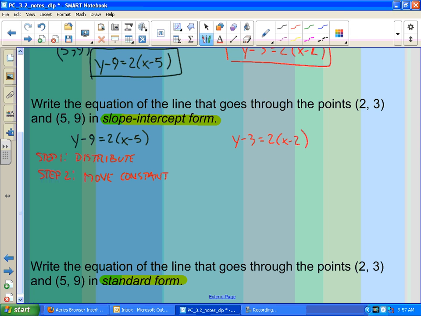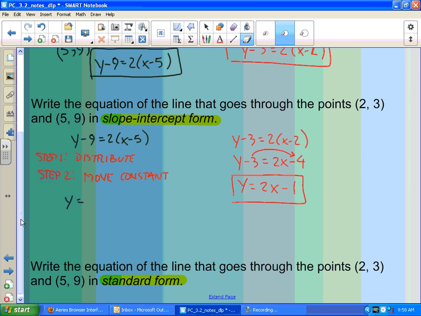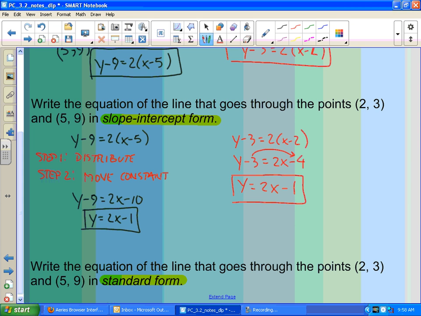Slope-intercept form. So if you did that over here, y minus 3 equals 2x minus 4, that's the distribution part. Now we move. We get y equals 2x minus 1. If I did that on the black equation, y minus 9 equals 2x minus 10, move the 9. Look at that! So then we'd be in slope-intercept.